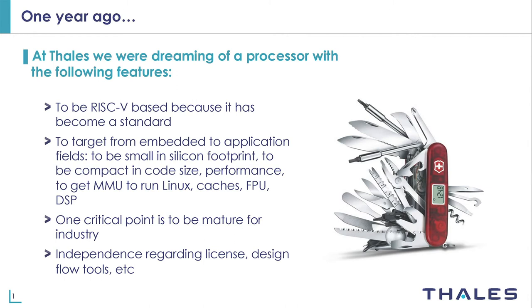Okay. Thank you, Rick, to be here today. One year ago, we were dreaming of a processor with the following features: to be a RISC-V, because it becomes the standard, to target from embedded to application fields, to be small in silicon footprint, to be compact in code size, performant, to get MMU and caches to be able to run Linux, to get a floating point unit and DSP. One critical point is to be mature for industry. And also the dependency versus license and design flow tools is very important.